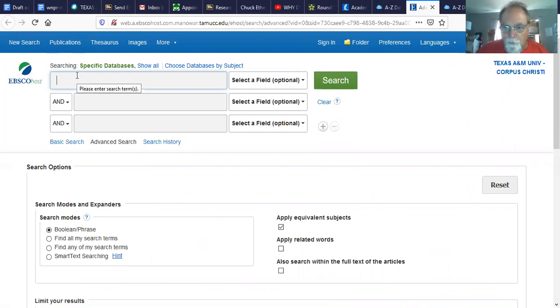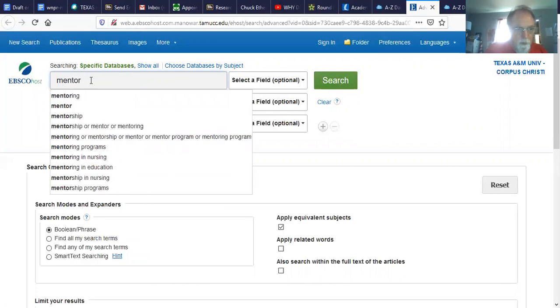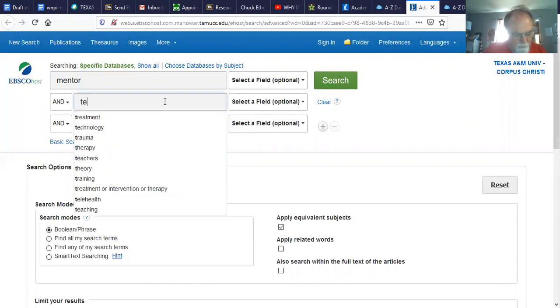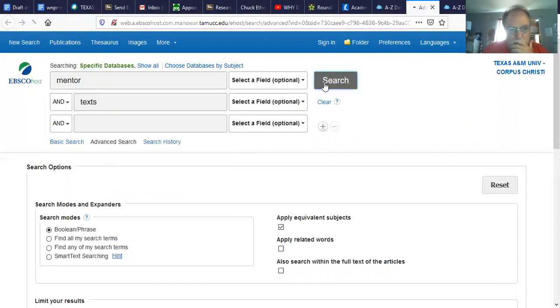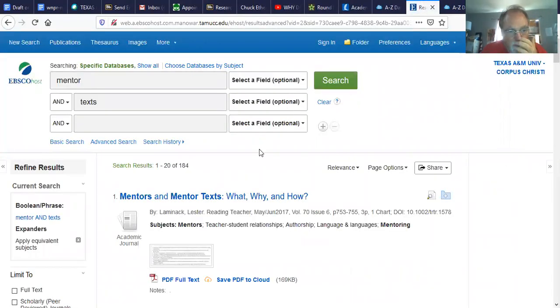Now, something I want to mention: people say, oh, I got an EBSCO. That's fine. Remember, it's a search engine, not a database. The search engine called EBSCO is plugged into this education database as well. So let's try mentor, and it helps if you spell it right, and then texts, and you search. And you find 184 articles.